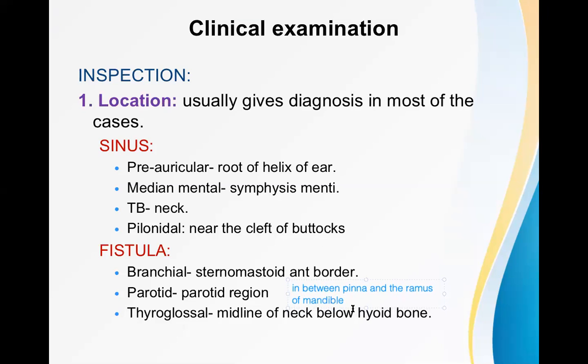Now the ramus of the mandible is the vertical part of the mandible bone. The mandible has two important parts, the horizontal part and the vertical part. The vertical part is called the ramus of the mandible, which is present anteriorly, and the pinna is present posteriorly, and between these structures the parotid gland is present. This parotid gland is the biggest salivary gland in our body. Other salivary glands are the submandibular and sublingual glands. The parotid gland has a duct, called the parotid duct, which opens into the oral cavity.